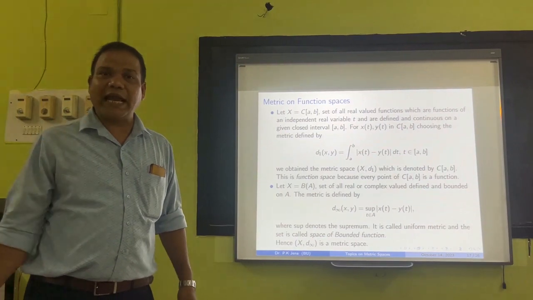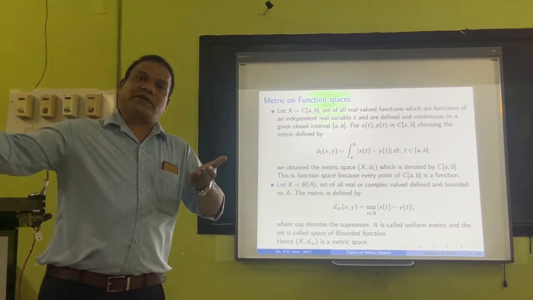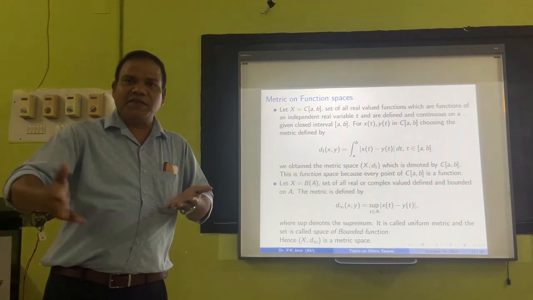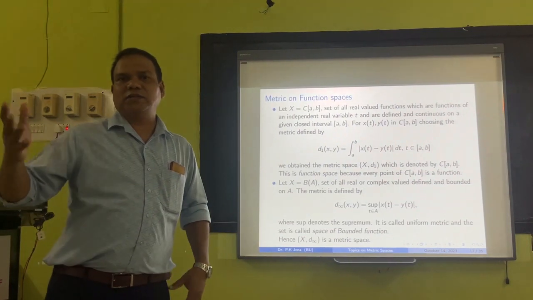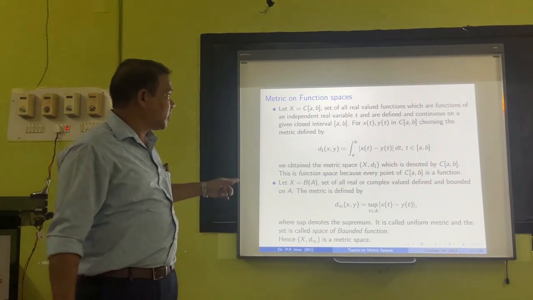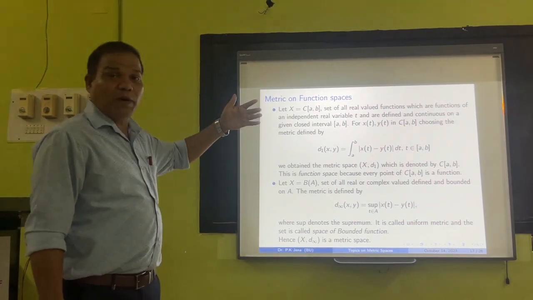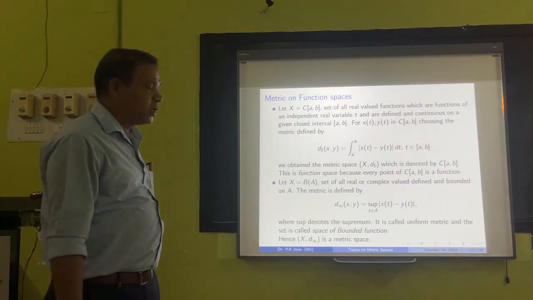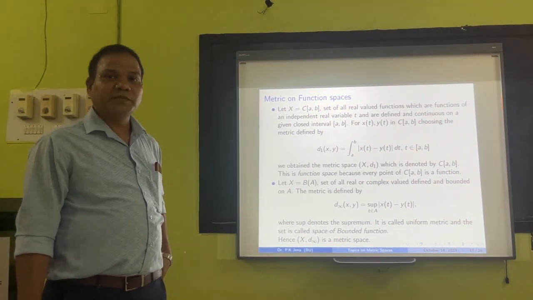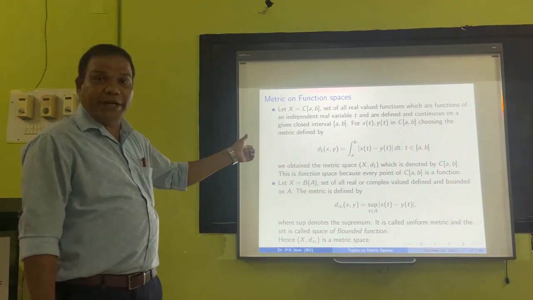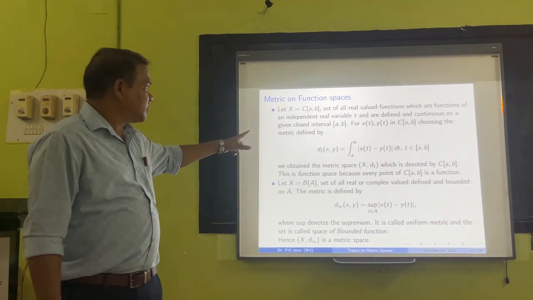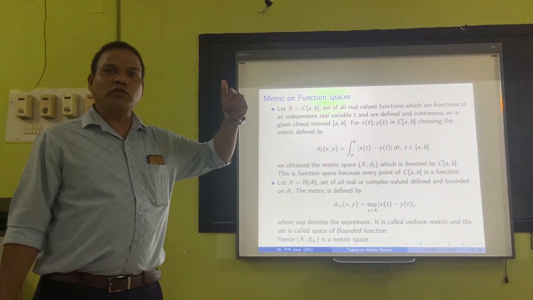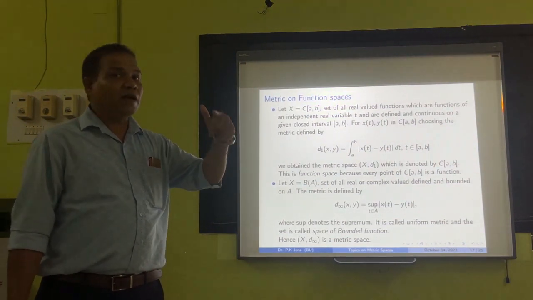So we will come to the next example. Note that the elements here are not like tuple vectors, not like the elements of Rn, Cn, Lp, L infinity, which are in ordered form. Here we are considering a different type of set where the elements are functions. C[a,b], the set of all real valued continuous functions defined on the closed interval [a,b]. How to define a metric or distance between any two functions here? We consider x and y as two functions, not two real numbers, two real valued or complex valued functions, two scalar valued functions.